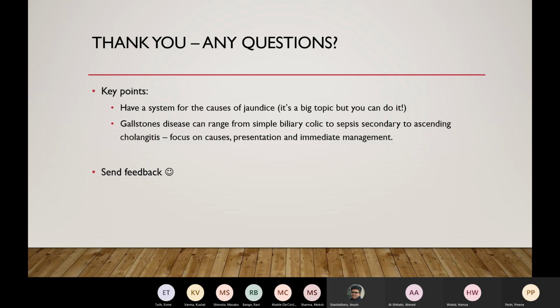But yeah, key points: dark urine, pale stool. Always think about sepsis, and have a system. It's a big topic, but you can do it. I did it. If you can understand jaundice, you can understand any topic in fourth year. I think it's genuinely one of the most challenging topics in fourth year. It's also really feel good because if you can understand it, you've ticked off like 6 things on your curriculum map. I get so much satisfaction from ticking 6 boxes.